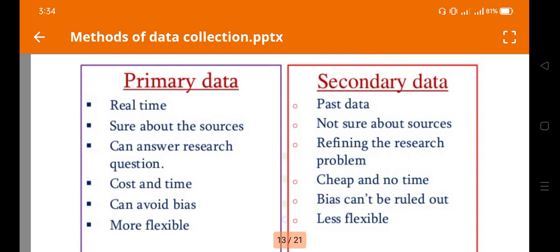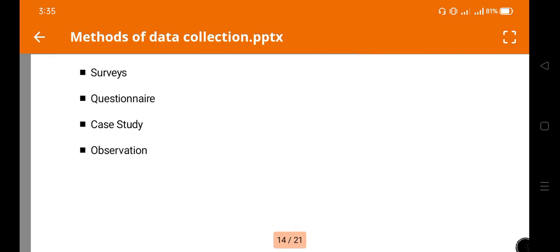While secondary data, it is the past data already being collected by others, and you are not sure about the sources or refining the research problem, and it is cheap and no time is required because it is already presented there, in prepared form. So bias can be there. Bias cannot be ruled out in secondary data, and it is less flexible.